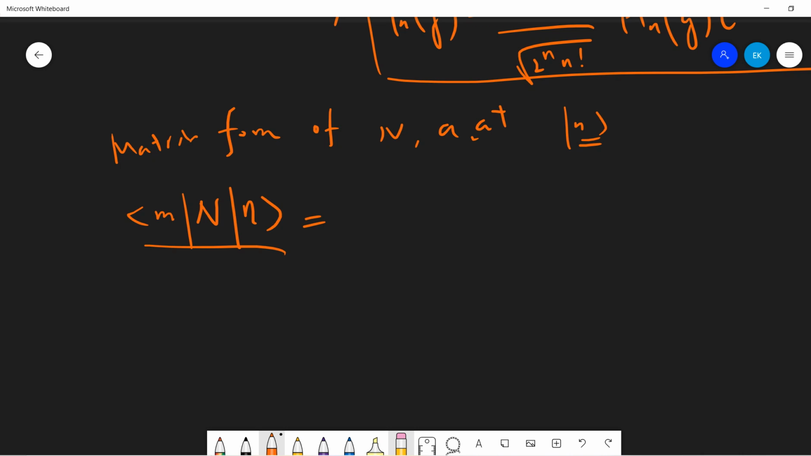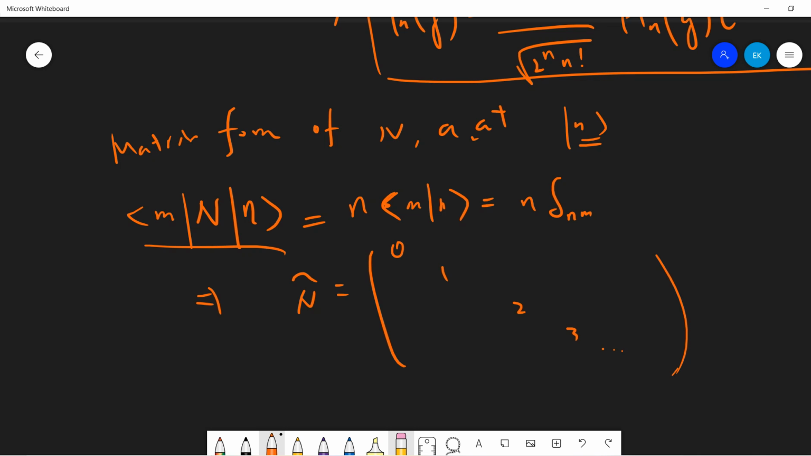And the capital N matrix element will be m N n. So it's n delta m n, right? So this n has a matrix representation with diagonal entries 0, 1, 2, 3, right? So it's trivial that everything else is all zeros. Okay.